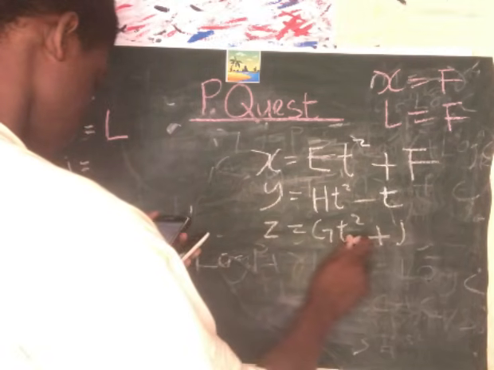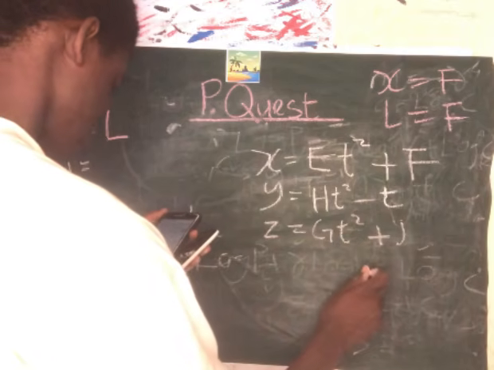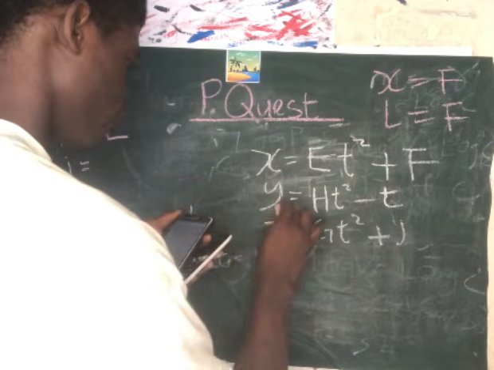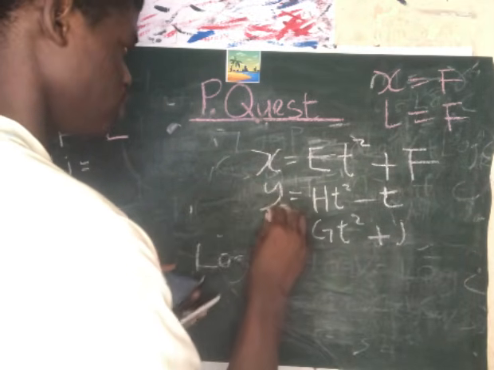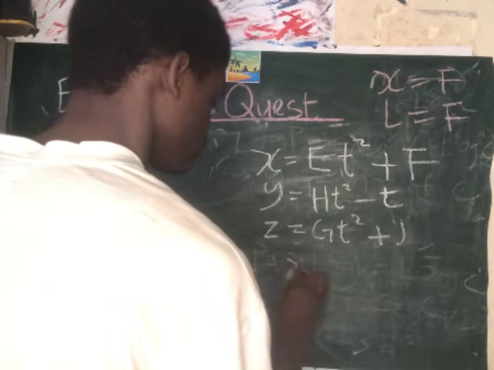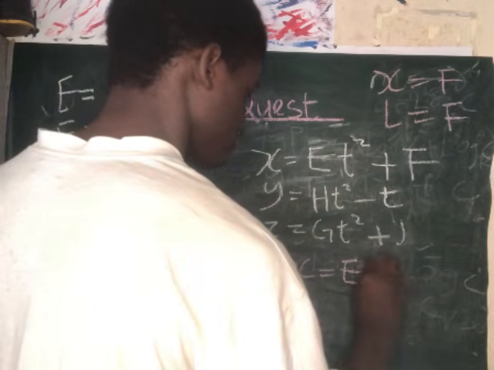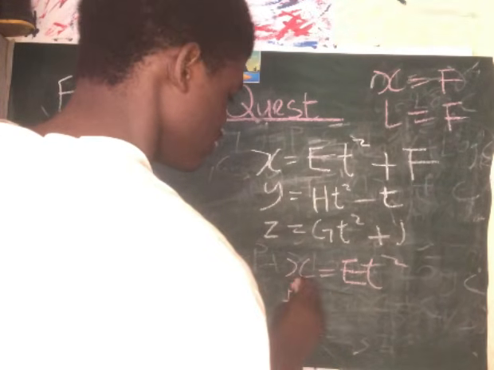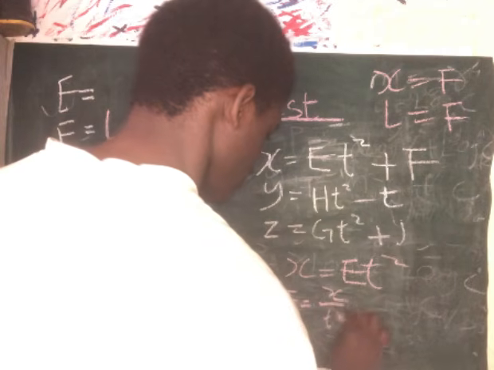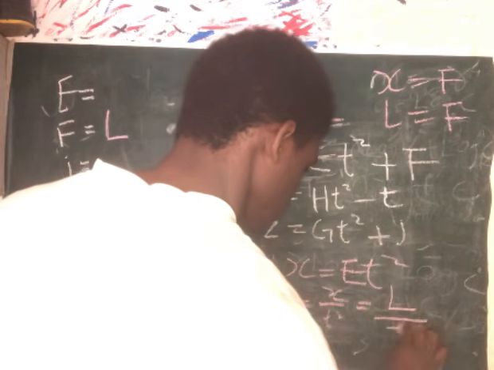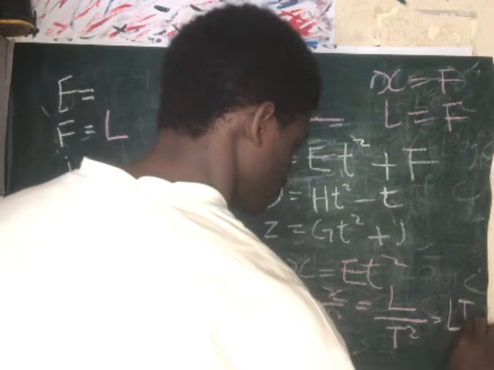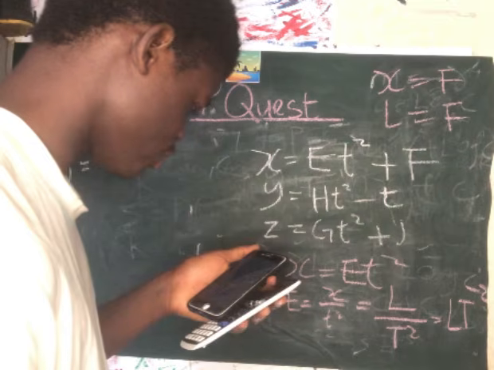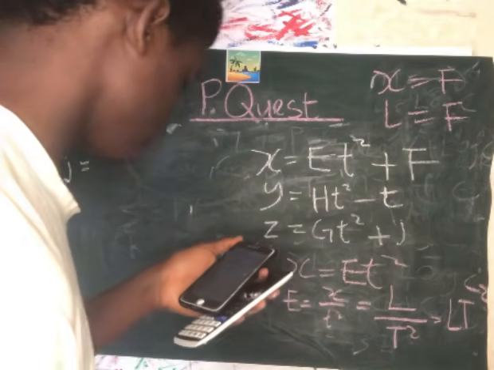J2 is also L. If you look at it, F is L and X is L. Let's look for E. So for E, X is equal to E t squared. The dimension of X is L, so E will be X over t squared. That's L over t squared, which is LT raised to power minus 2. So E is equal to LT raised to power minus 2. So the answer is between A and D.